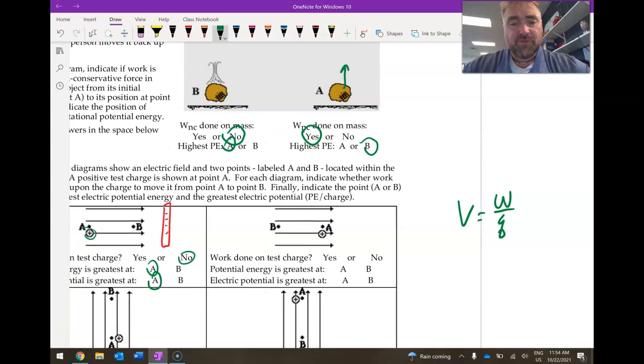Now, if we look at this next one over here, we have point A, and now we're going to move it over to point B. Now we have to go against the direction of the electric field. Do we have to do work on it? Yes, in this case we do, because we have to fight it. It doesn't naturally want to go from A to B. It would naturally want to go from B to A. But our potential energy is greatest at B, and the electric potential is also greatest at B.